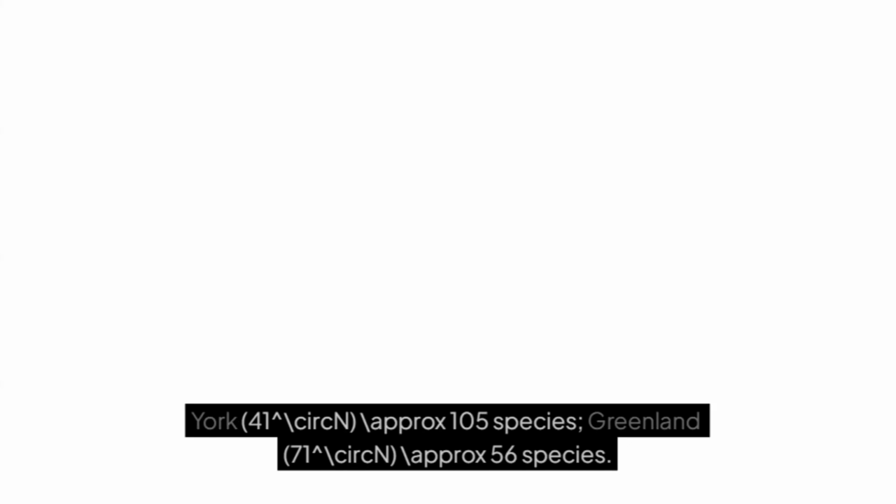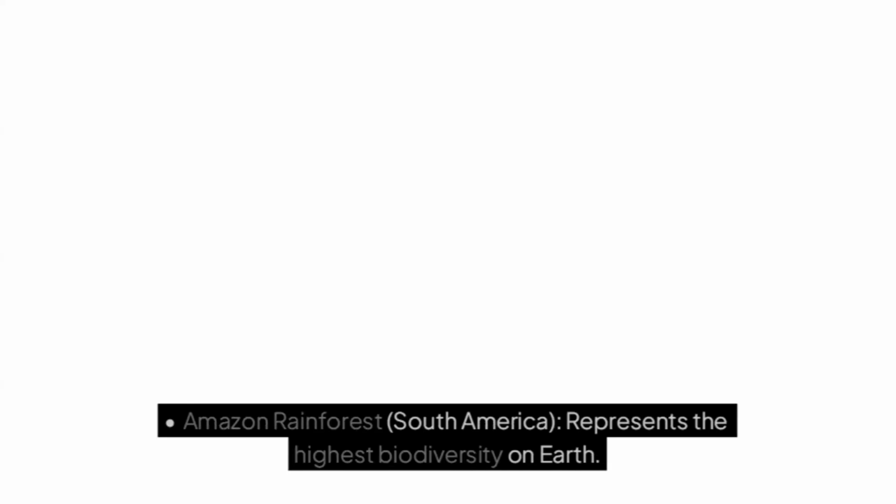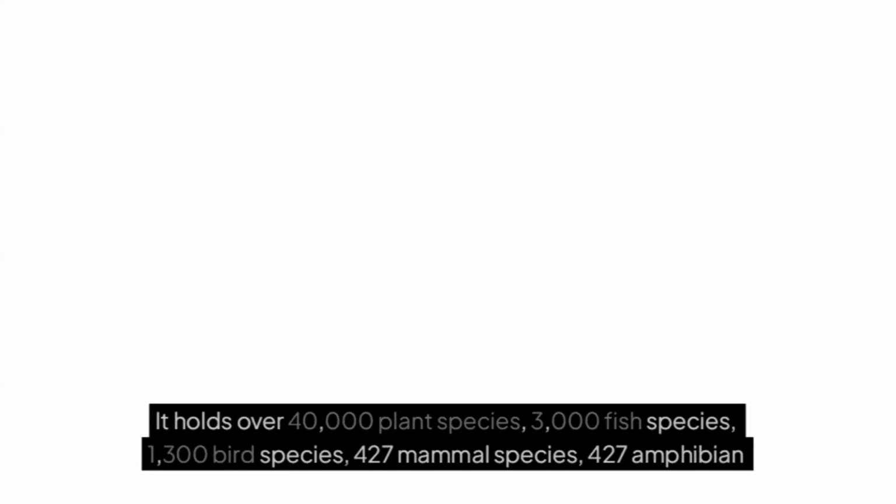Amazon rainforest, South America, represents the highest biodiversity on Earth. It holds over 40,000 plant species, 3,000 fish species, 1,300 bird species, 427 mammal species, 427 amphibian species, 378 reptile species, and more than 125,000 invertebrate species.